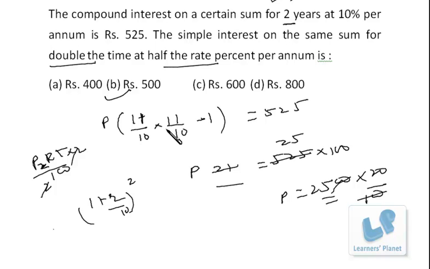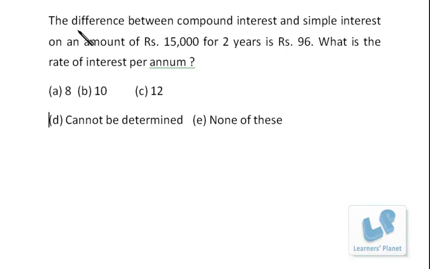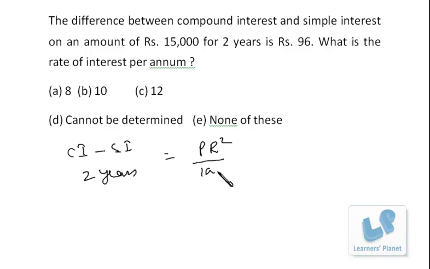Okay, I hope you are clear. Now let's try this problem. The difference between compound interest and simple interest on an amount of rupees 15,000 for 2 years is rupees 96. What is the rate of interest per annum? In the previous session, we have derived a relationship between compound interest and simple interest for 2 years. I just write it over here once again. CI minus SI for 2 years is PR square by 100 square.